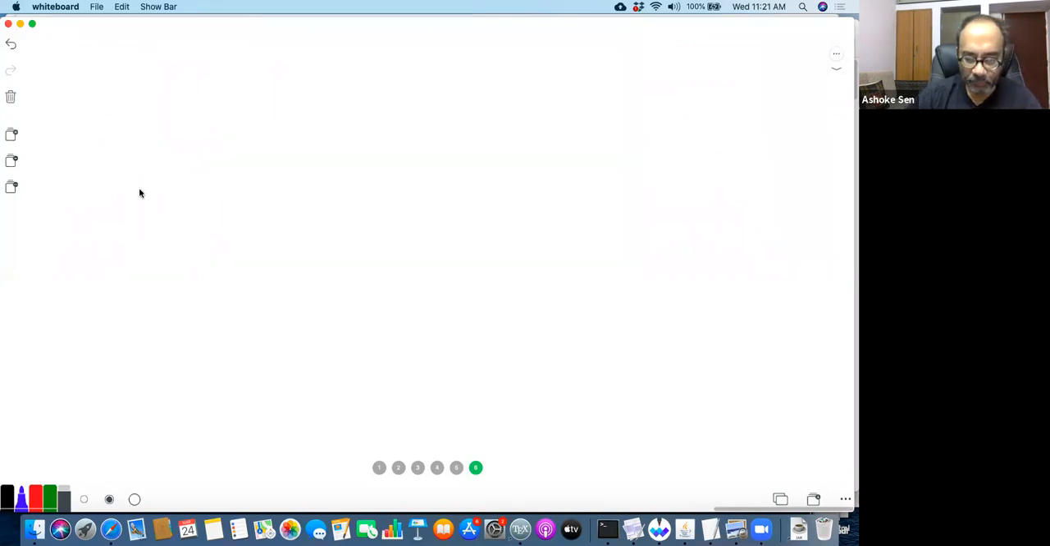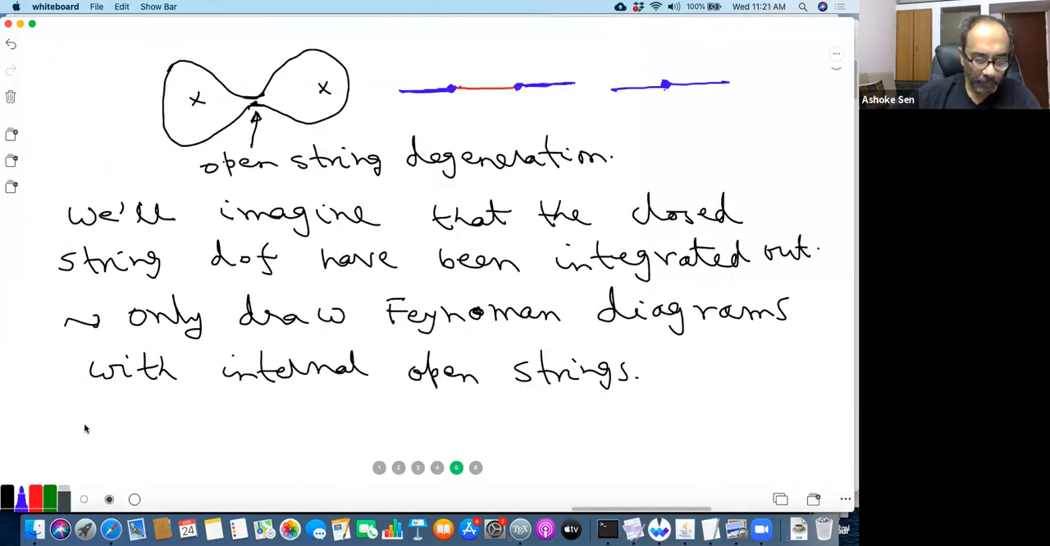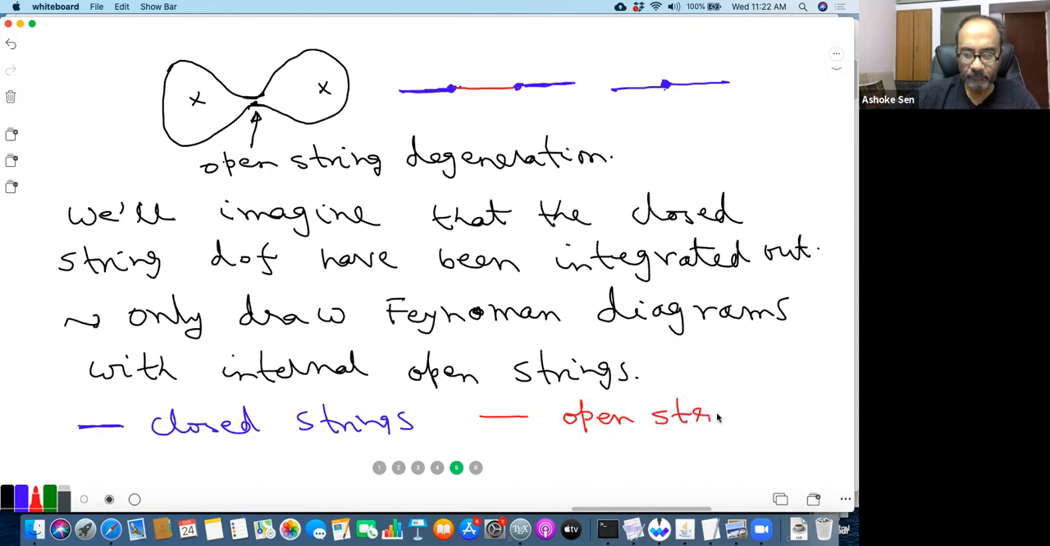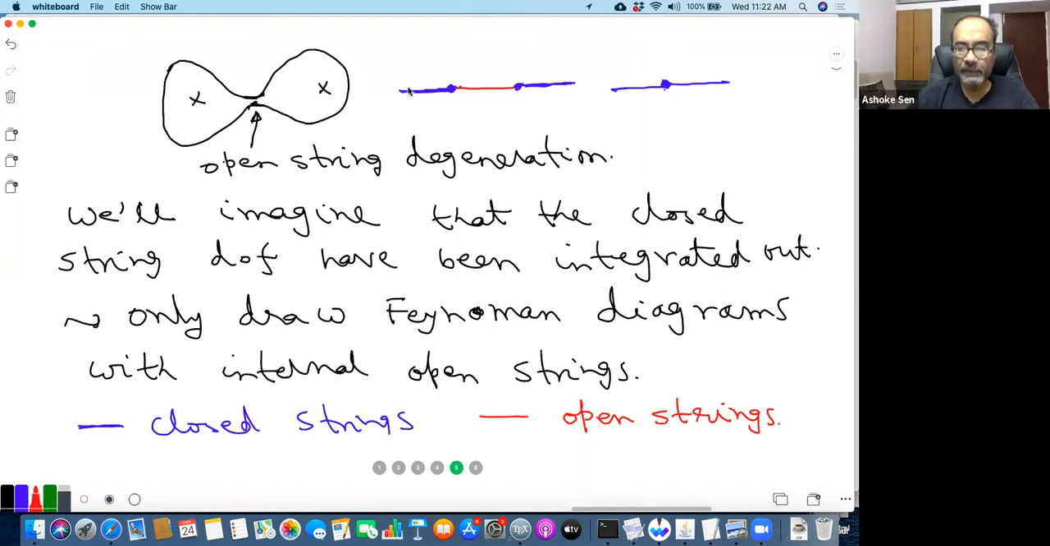Okay, so maybe I should emphasize this here again. In my notation, the blue will be closed strings, and red will be open strings. Yesterday you only talked about the string field theory for the open string. Now the closed strings here will be more like a background, because they are only in external states.